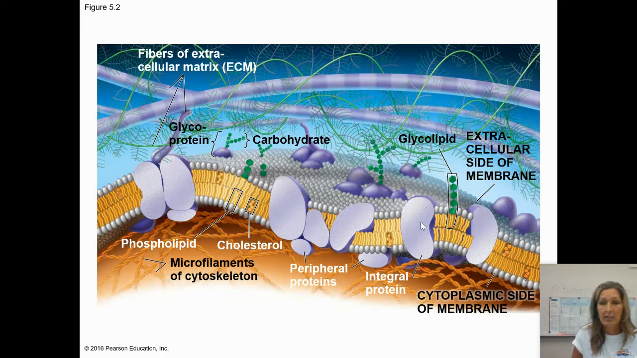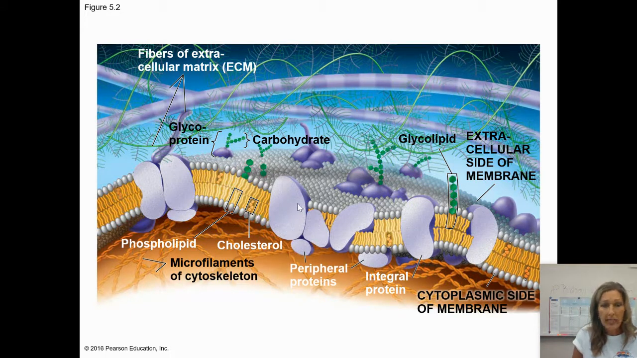Now, integral proteins have lots of different jobs, but the one thing I do need you guys to know right now is that because an integral protein extends all the way through the plasma membrane, it has to be a protein that is amphipathic. It is both nonpolar in the middle and polar on the outside. Some of these serve for cell communication, some serve as ion channels, and some are transport proteins. There's a whole bunch of integral protein purposes that are part of the plasma membrane.